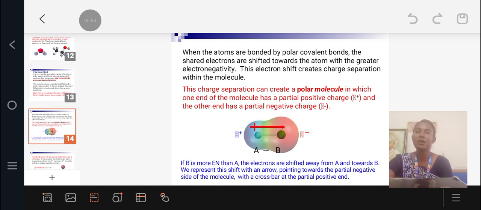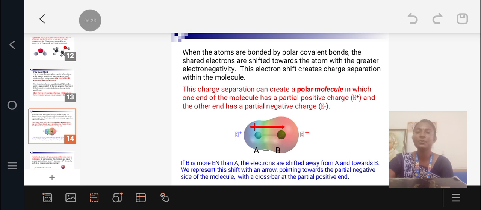When the atoms are bonded by polar covalent bonds, the shared electrons are shifted towards the atom with a greater electronegativity. This electron shift creates charge separation within the molecule. This charge separation can create a polar molecule in which one end of the molecule has a partial positive charge and the other end has a partial negative charge.